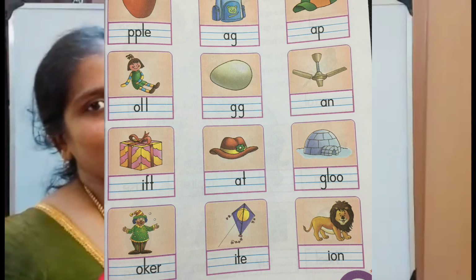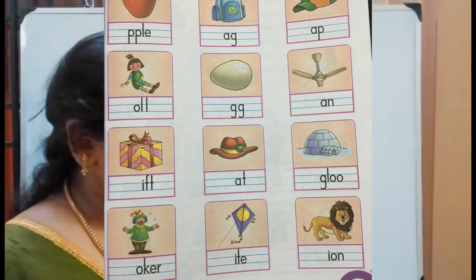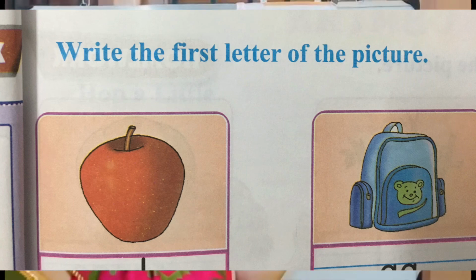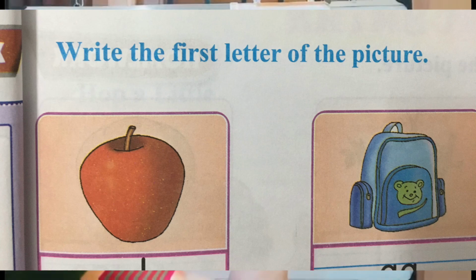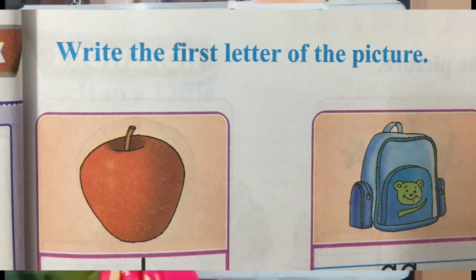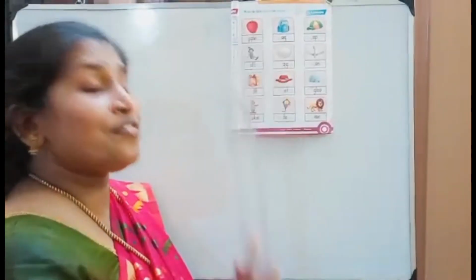Now take your English book and take page number 21. Take page number 21. Okay, kids? Write the first letter of the picture. Write the first letter of the picture. On the previous page, what did you do? You circled the first letter. Here you are going to write the first letter.